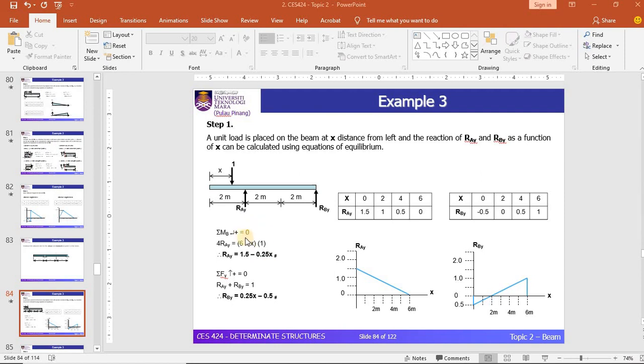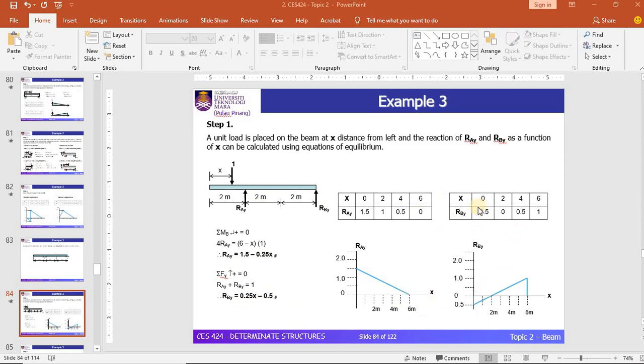Okay, so the first thing that you need to do is draw the free body diagram for the problem. For instance, here you can see that we have RAY, RBY, and one unit load applied, where this one unit load is measured at a distance x from the free end here. Okay, so meaning that this particular one unit load is moved along the beam towards the point B. Okay, so based on the free body diagram, you can get the reaction at support A, which is equal to 1.5 minus 0.25x, and the reaction at support B.